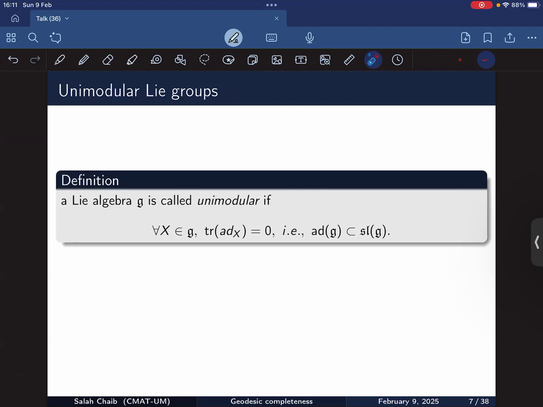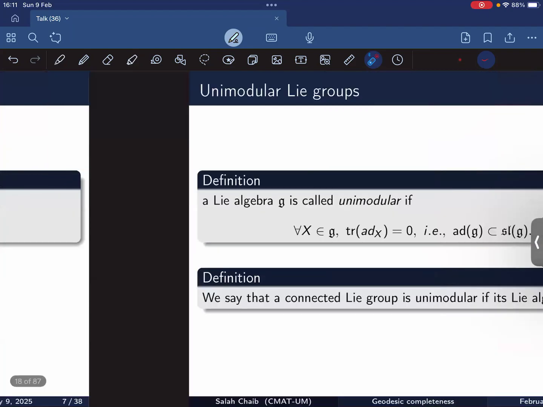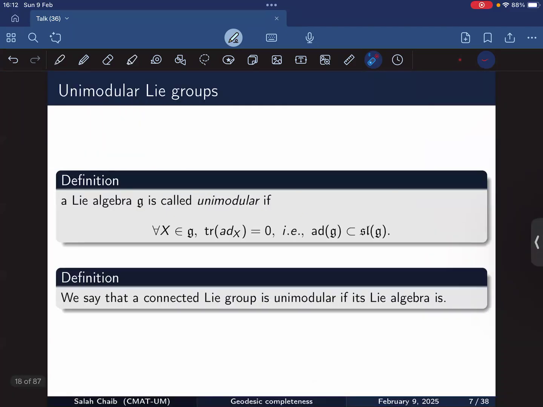So another important definition is unimodular. A Lie algebra is said to be unimodular if the trace of ad X is zero for all X in G. This ad X is the bracket of X. And the connected Lie group is said to be unimodular if its associated Lie algebra is unimodular.